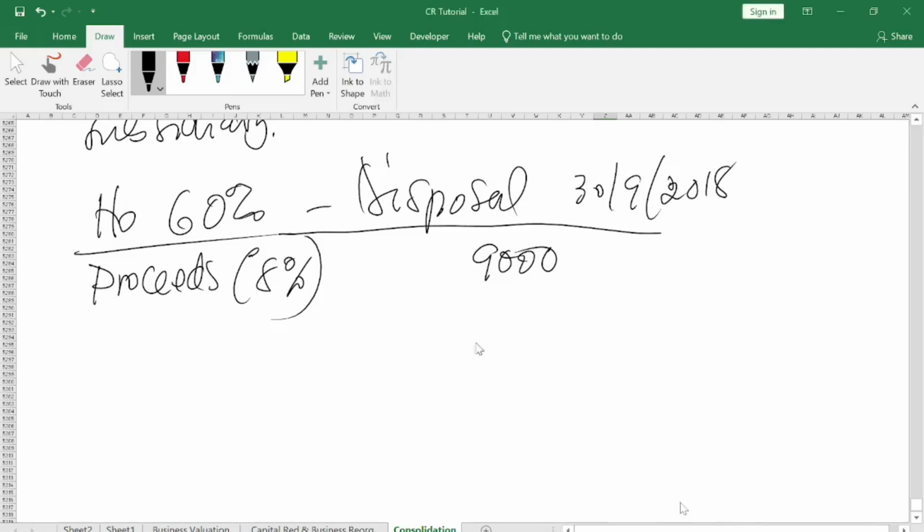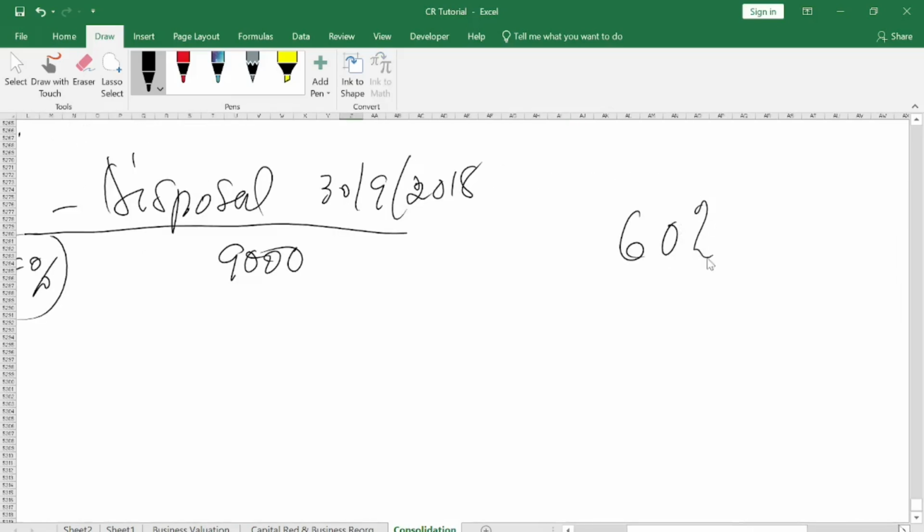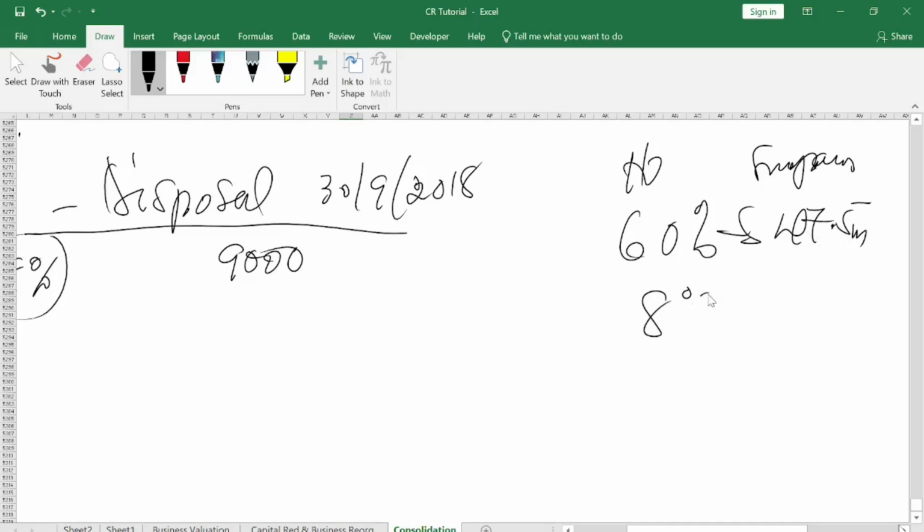So here, the 60% of the parent's stake, the fair value of that 60% in Sunyani is now 47.5 million. You understand now? Right. Now, out of this 47.5 million, they sold 8% of that.